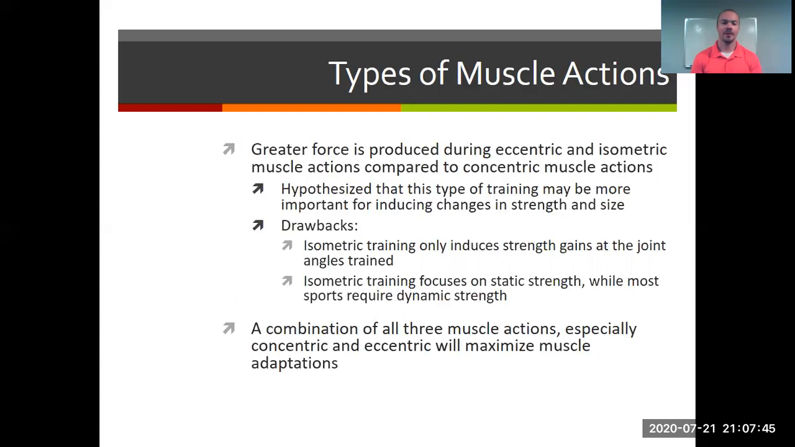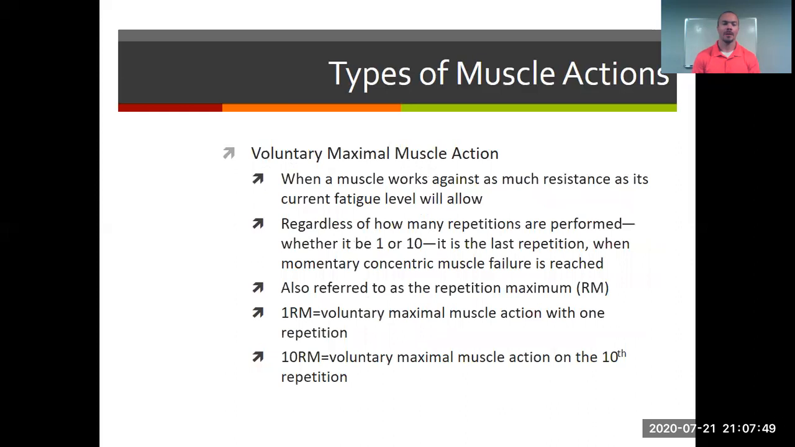I believe we've covered all this already. If you want to read through it, pause it and check it out.